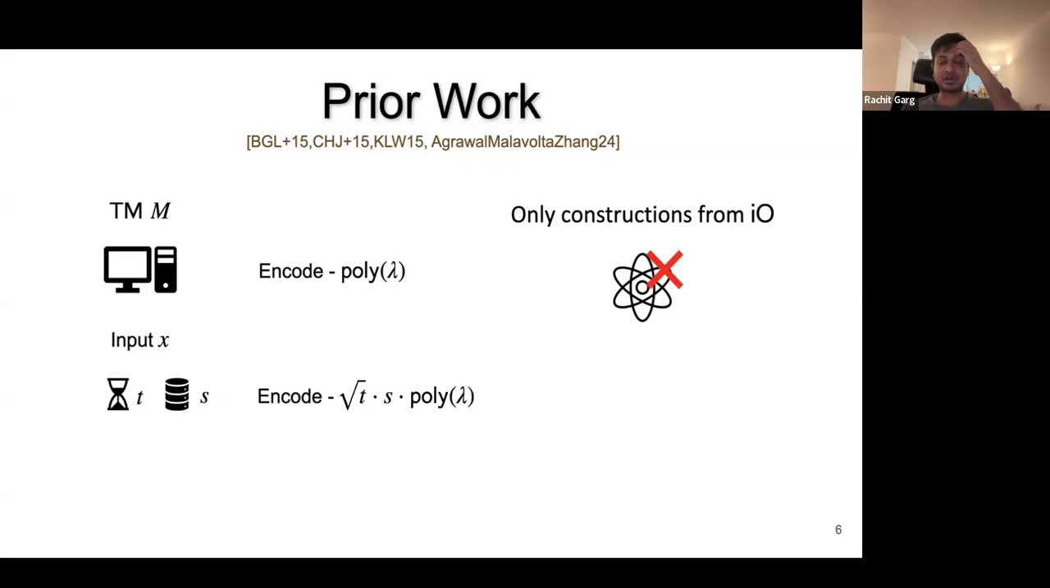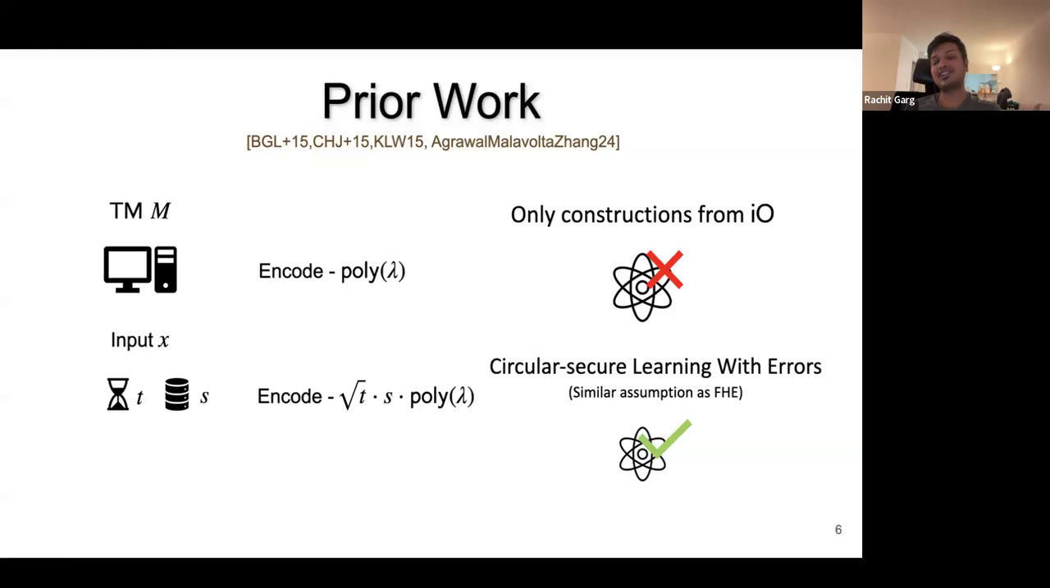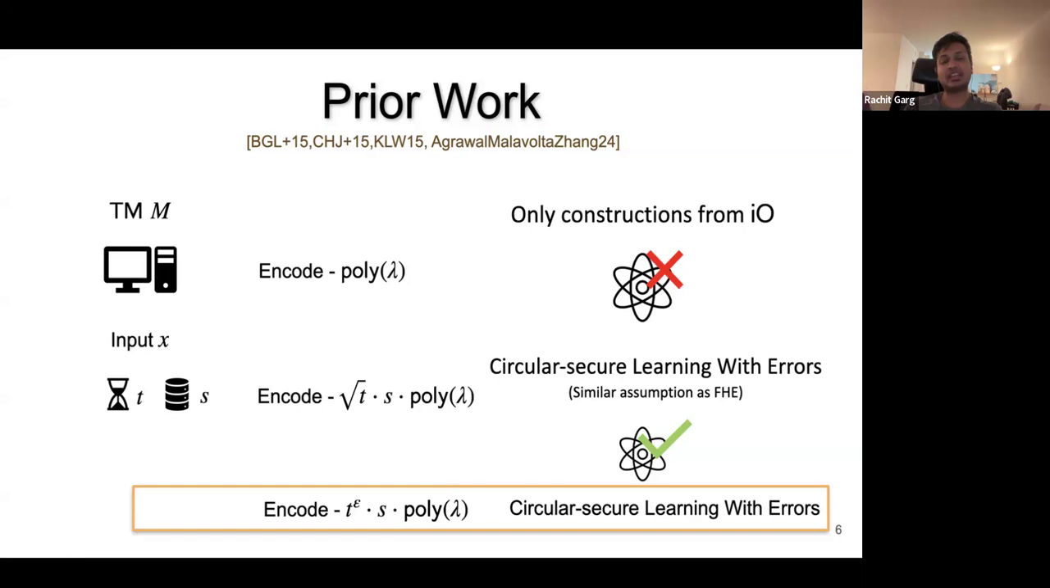In a recent breakthrough work, Agrawal, Malavolta, and Zhang showed how to do this from the circular secure learning with errors assumption. And this is conjectured post-quantum secure. If you're familiar with FHE, it's a similar assumption as FHE. But they were only able to get the encode time down to square root of t and had some space dependence. So the encode time for them was square root t times space s times poly lambda. In our work, we get this down to any constant: t to the epsilon times s times poly lambda. And the assumption is the same, the circular secure learning with errors.